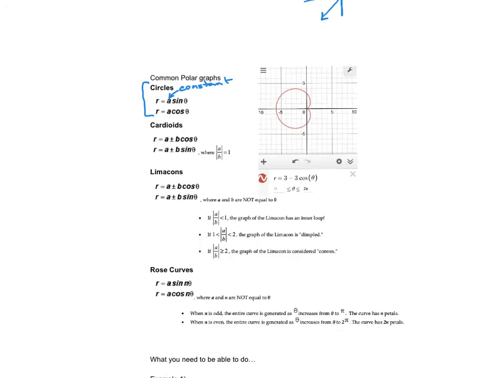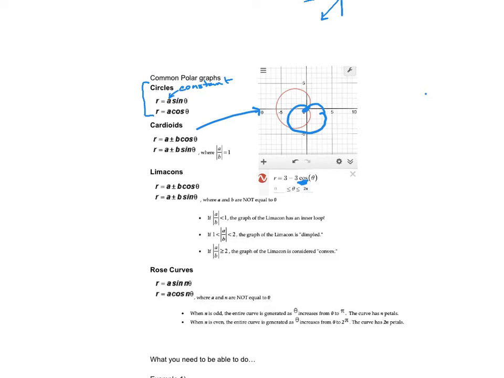What just popped up on the screen here is an example of a cardioid. And a cardioid, if it involves a cosine curve, is going to be kind of like a sideways looking heart. If it involves a sine, the cardioid is going to be more of a vertical looking heart. It's kind of like circular, but it's got a bend in the inside. So cardioids kind of look like that.